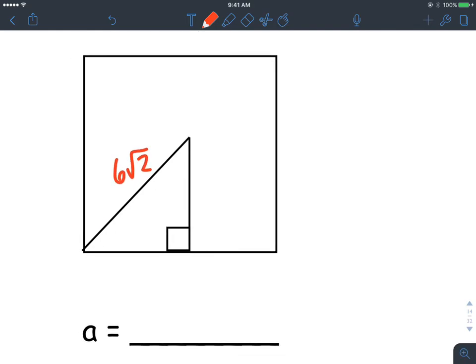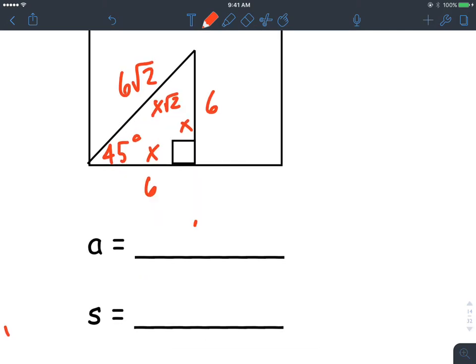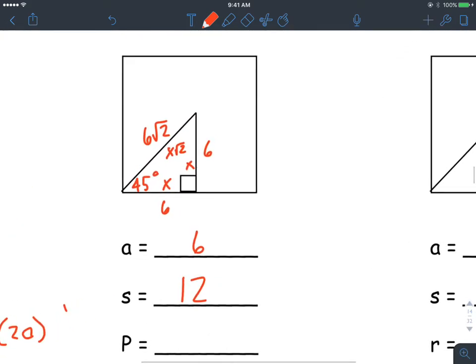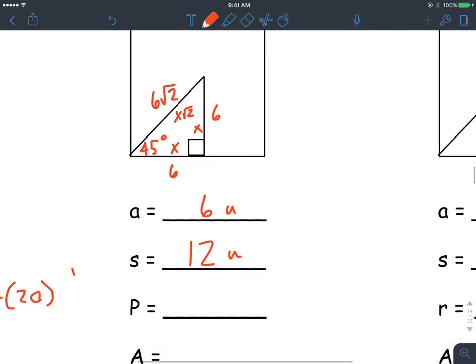Okay, and so that means, if you know that this is 45, 45, 90, that means that these two sides here are going to be 6. So we can say the apothem is 6, the half side is 6, therefore the full side would be 12. What units are we in? I guess they didn't give us units, so we'll just say units.